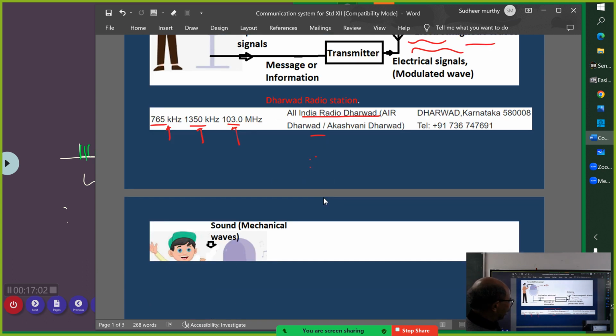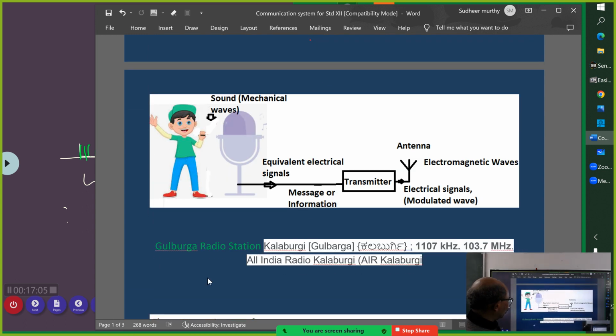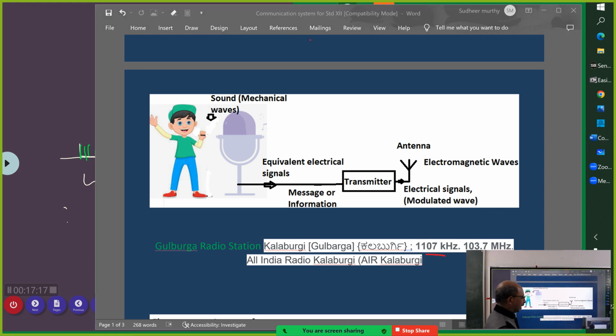Now I am showing you the Dharwad radio station. Now there is one more radio station called Gulbarga radio station. I suppose you are familiar with this. The Department of Telecom has allocated 2 frequencies to the Gulbarga radio station, 1107 kilohertz and 103. These are the 2 carrier frequencies allocated to that station. Each radio station is given its own carrier frequencies. That means if there is information, they have to superimpose it on that carrier only and emit it. They cannot create their own carrier. Got it?